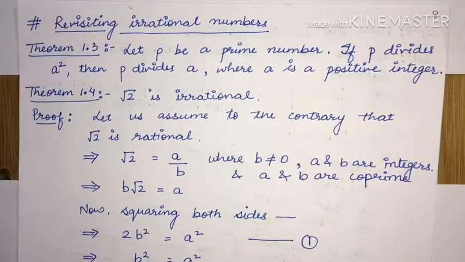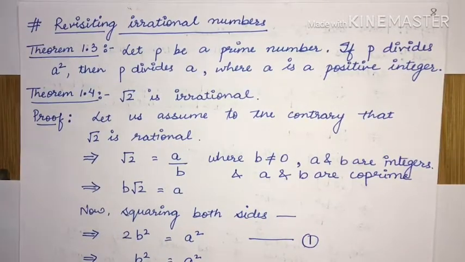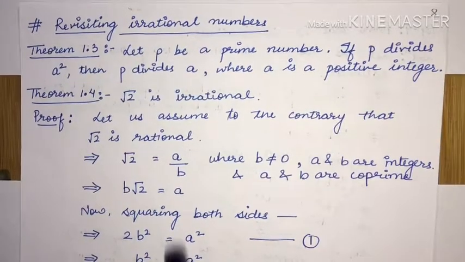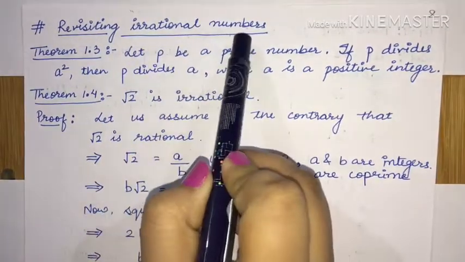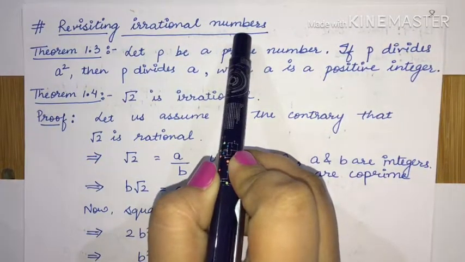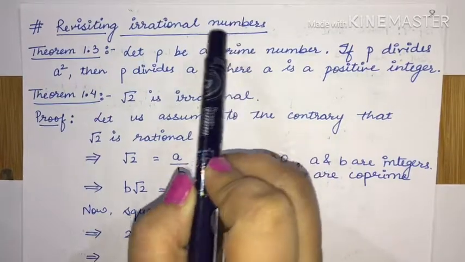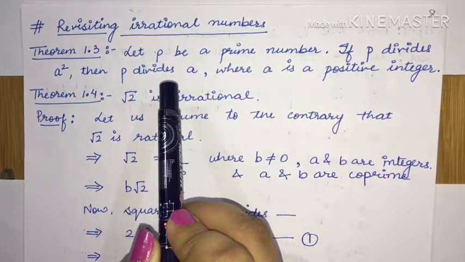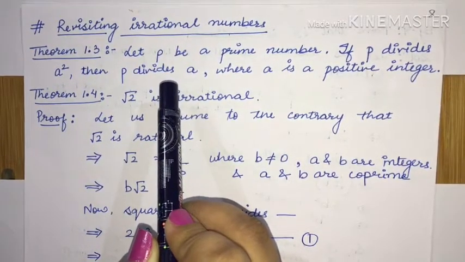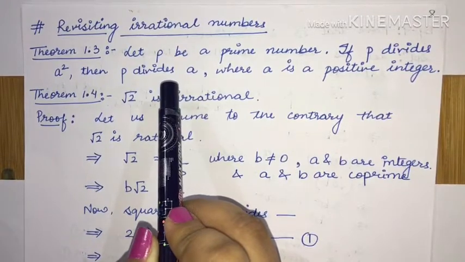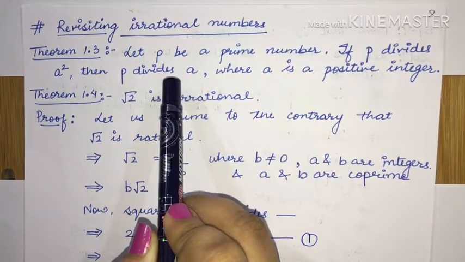So, we'll revisit irrational numbers. Now, what are irrational numbers? Irrational numbers are those numbers which are non-terminating and non-repeating. That means they will not terminate on division and will not repeat their pattern while dividing. So, we'll learn more about it.